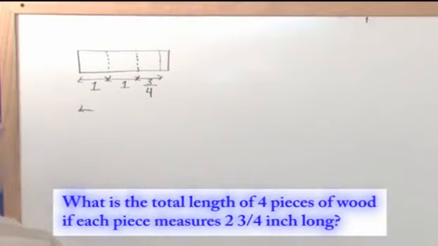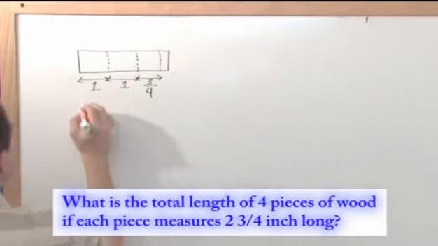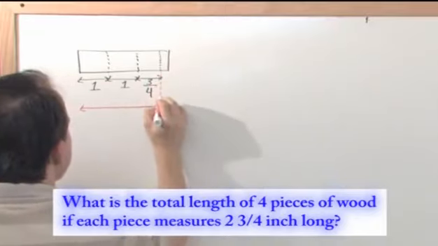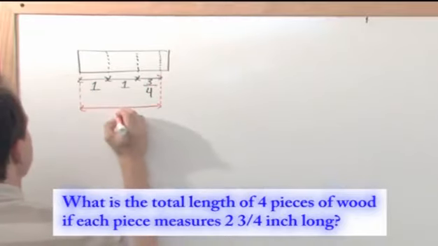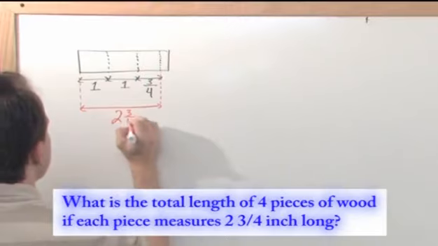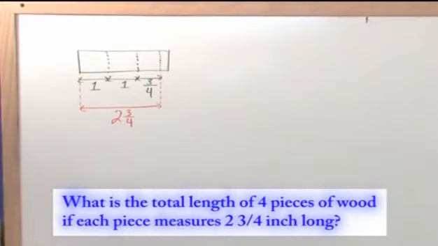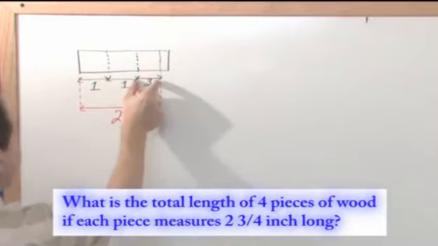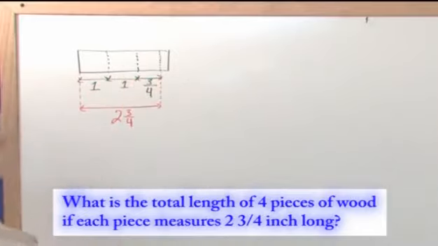The entire length we're interested in adding up together is this length right here, and this is 2 3/4 of an inch long. That's what this means: 2 inches plus 3/4 of an inch, which is not quite a whole inch.